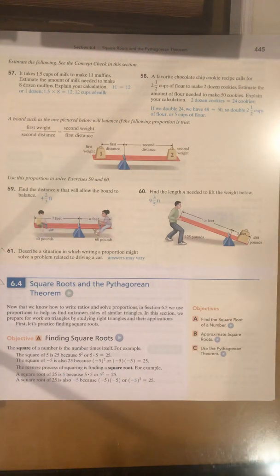Math 50, section 6.4, talks about square roots in the Pythagorean theorem. Okay, what is a square root?